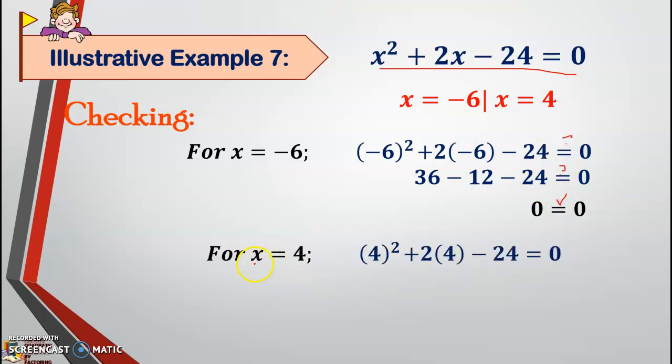Then the other x is 4. 4 squared plus 2 times 4 minus 24 equal to 0. And then 16 plus 8 minus 24. Basically, this will just sum up to 0.